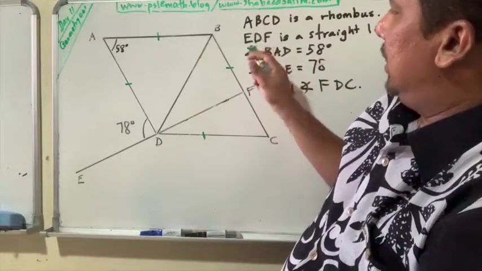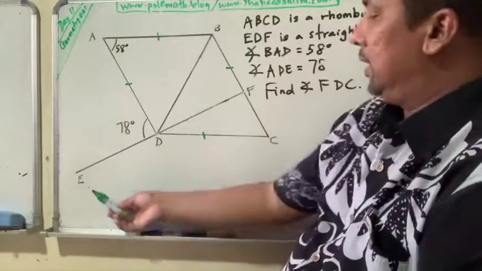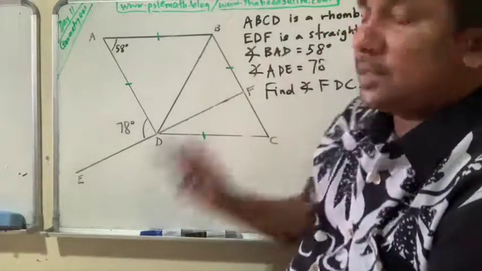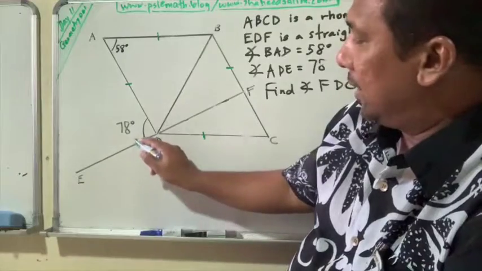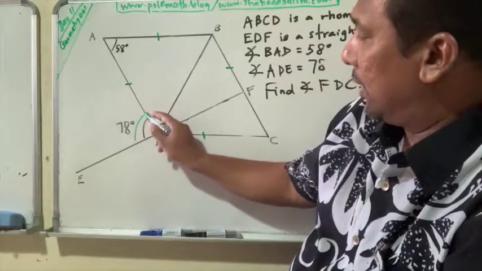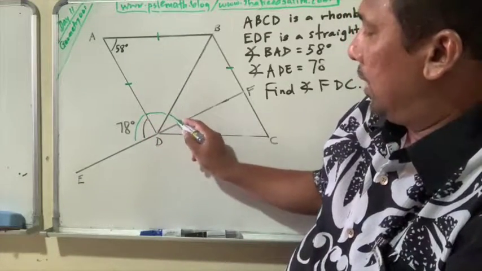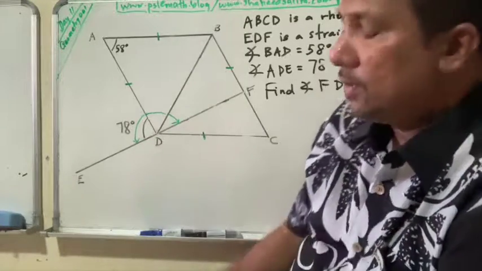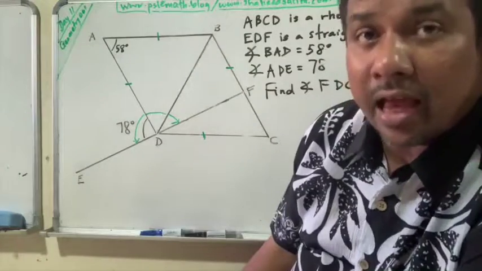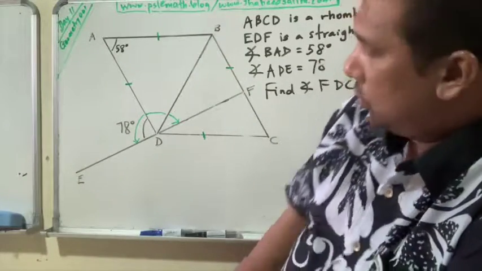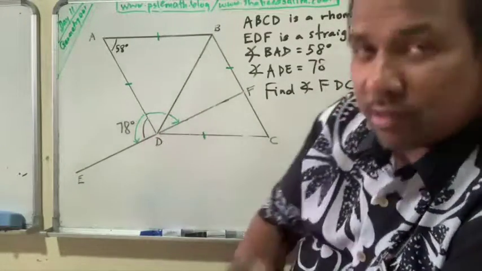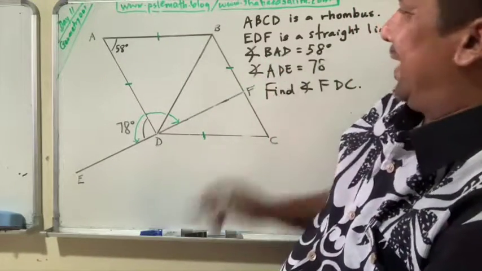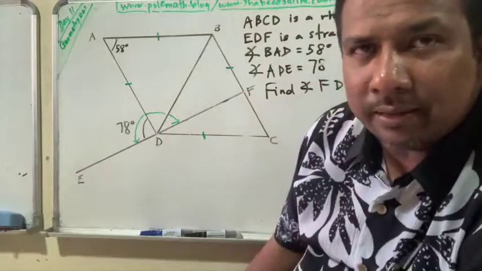It is stated that EDF is a straight line. EDF here is a straight line. When a statement like this is made, you know that this angle, from here all the way to here, is how many degrees? 180 degrees, just for your revision, right?